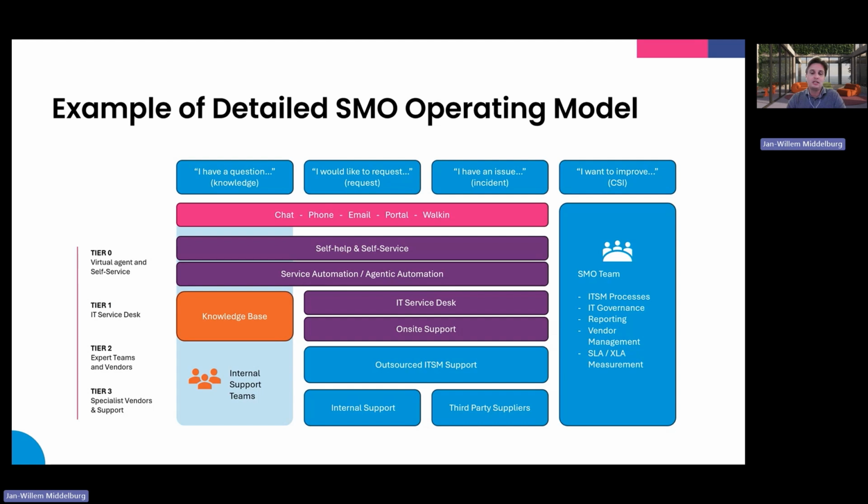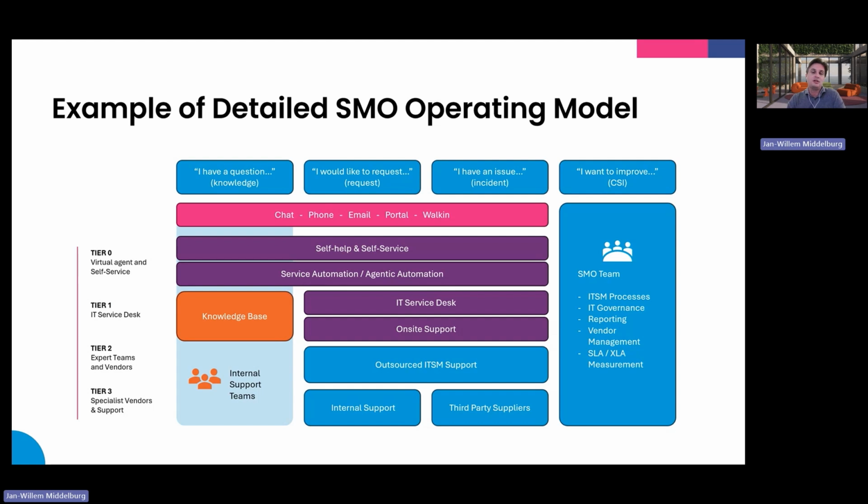And then last but not least, and this directly ties back to reporting and vendor management, it is up to the SMO to ensure that SLAs and experience level agreements are properly managed, measured, and acted upon. And that means hosting and holding service reviews with different vendors and constantly pressing on increasing the quality of service.